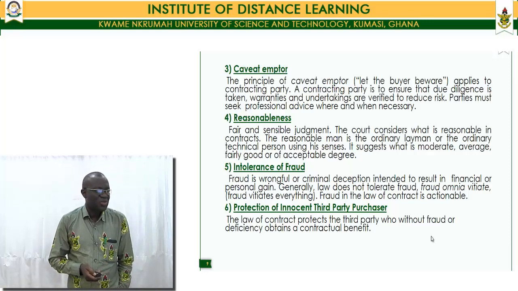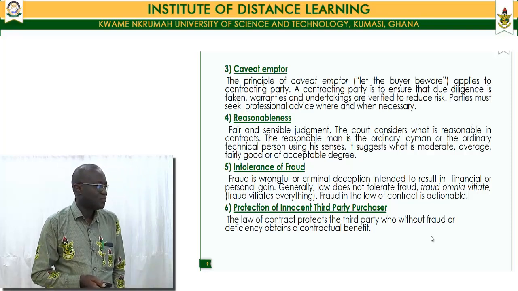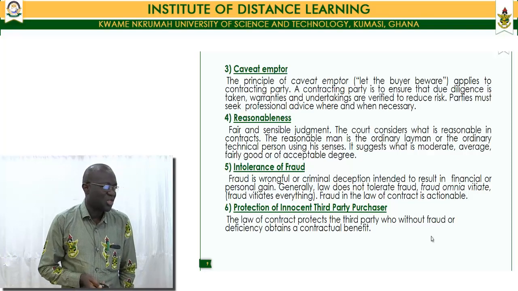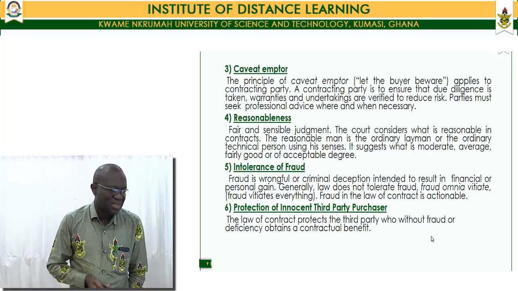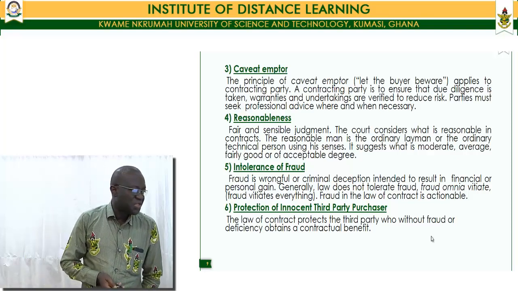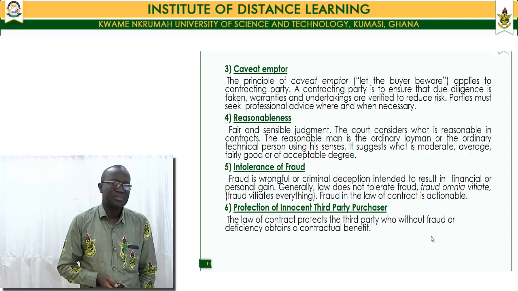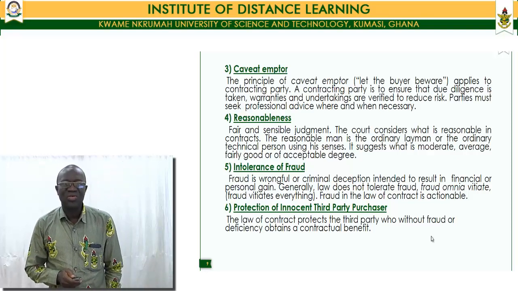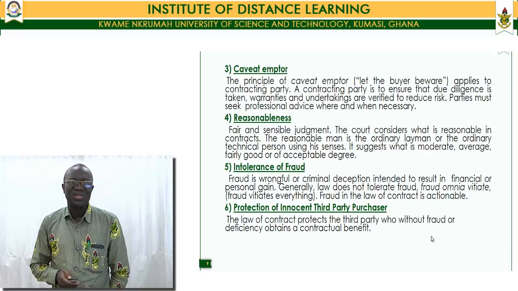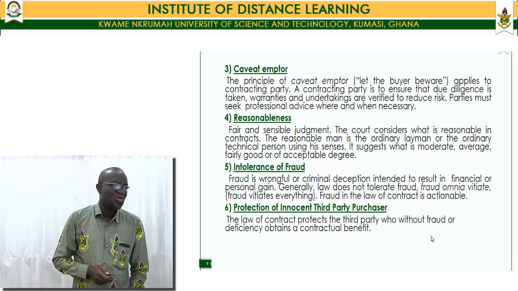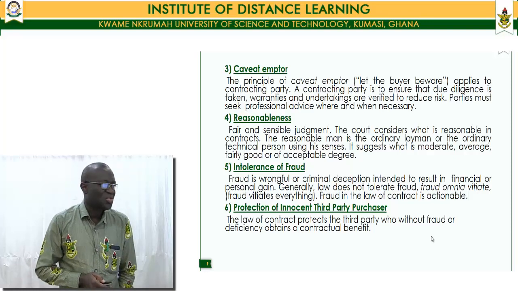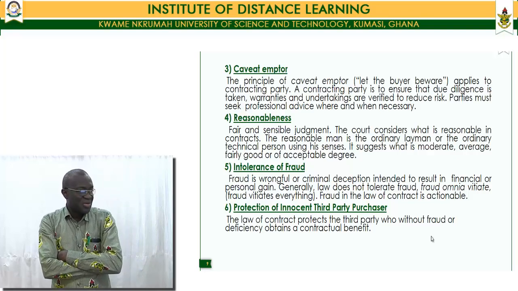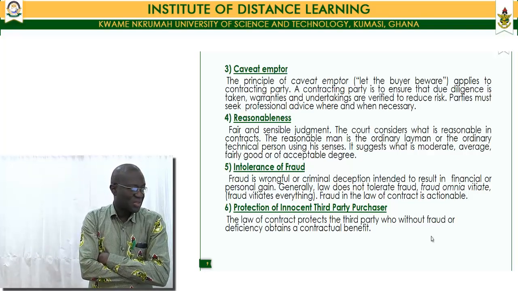The next is the protection of the innocent third-party purchaser. This has developed to be a principle that people should observe when they are entering into a contract. The law of contract protects the third party who, without fraud or deficiency, obtains a contractual benefit. But the strong word here is innocent third party. How innocent are you to prove? Unless you prove that you are innocent of a fraud-related transaction, the law will protect you. You must not leave it unprotected. And therefore, every party must really be innocent about it, which is the most difficult aspect of it.